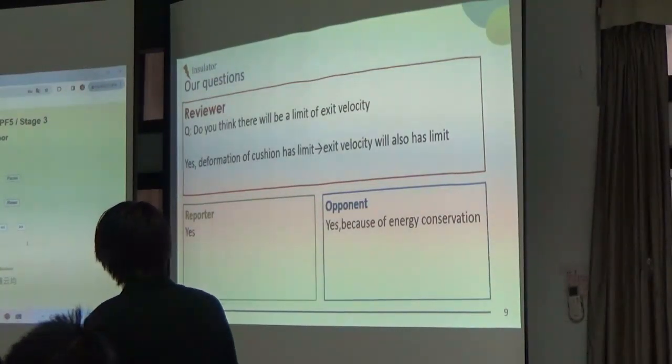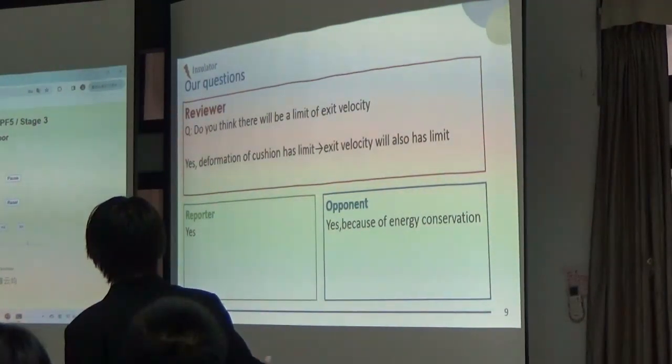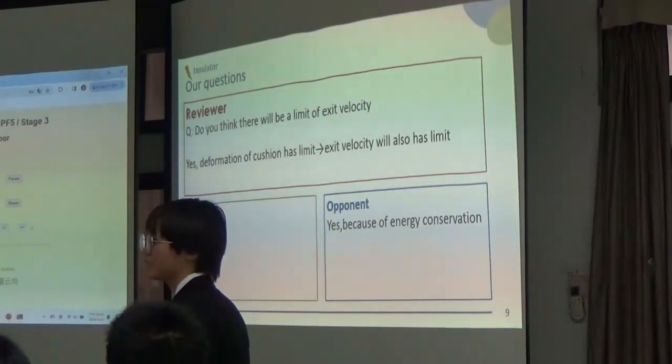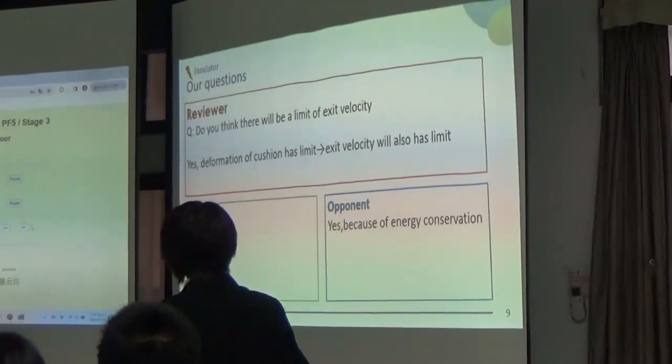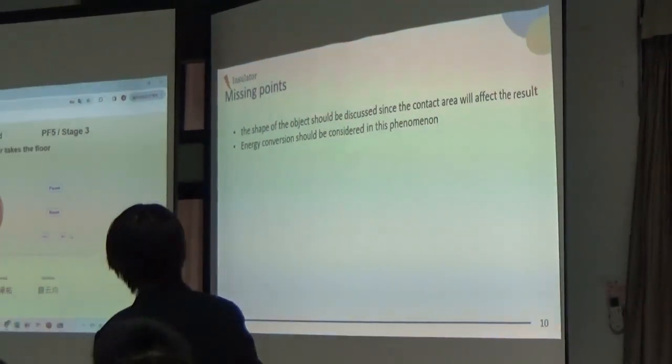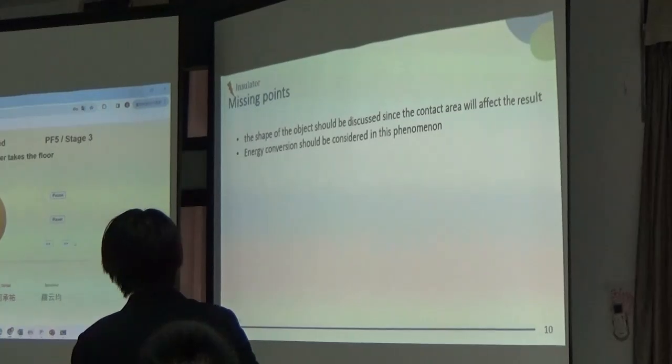And next, I asked, do you think there will be a limit of physics velocity? And I think yes, because the deformation of the equation will have a limit, so the physics velocity will also have a limit. And for the missing point part, and then we talk about.